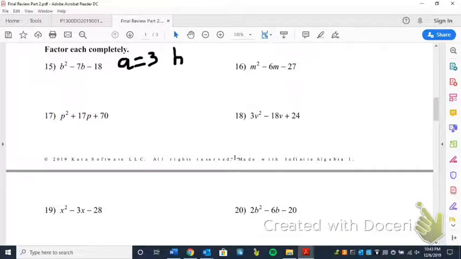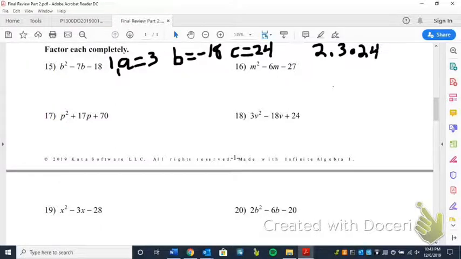So like 15, we have A equals 3, B equals negative 18, and C equals, which number am I doing? Oh, I'm doing 18. So 3 times 24 equals 72. So we're now going to find the factors of 72. That's step 3. So we have 1 and 72.